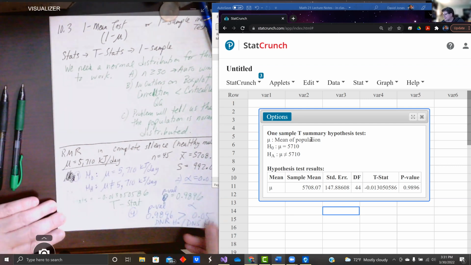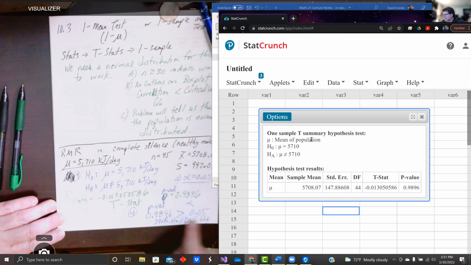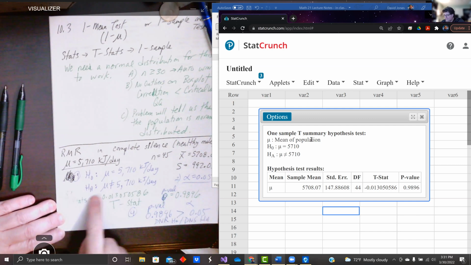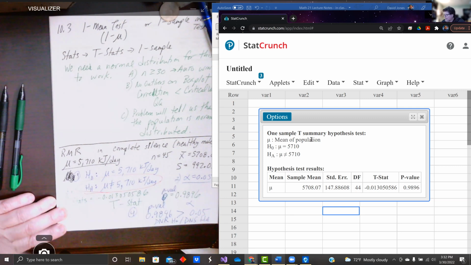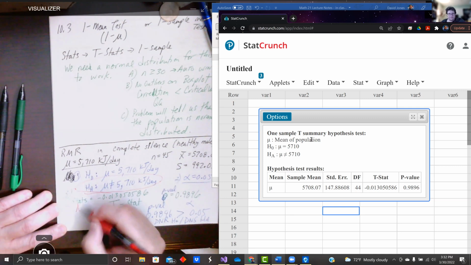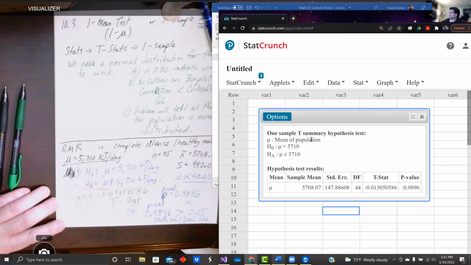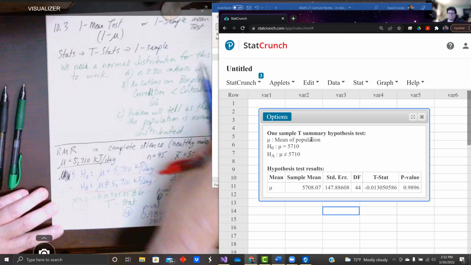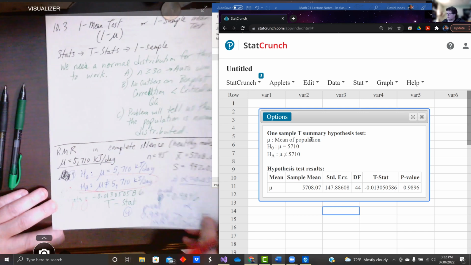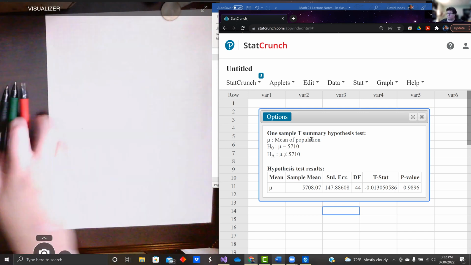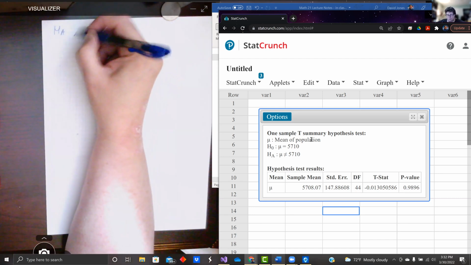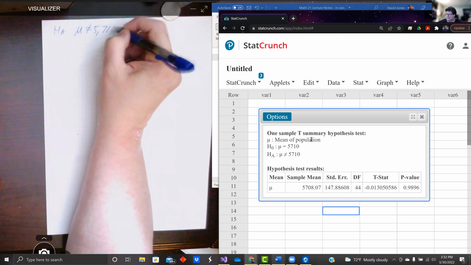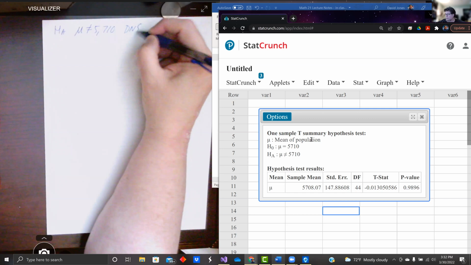We're not done. We need to make a statement. Our statement is about not supporting HA. And HA was that, I'm going to come up here and look at it. This is what I'm looking at. This is the one we're not supporting. So I'll make my statement about that. So HA was mu was not equal to 5,710, and we're going with do not support it.